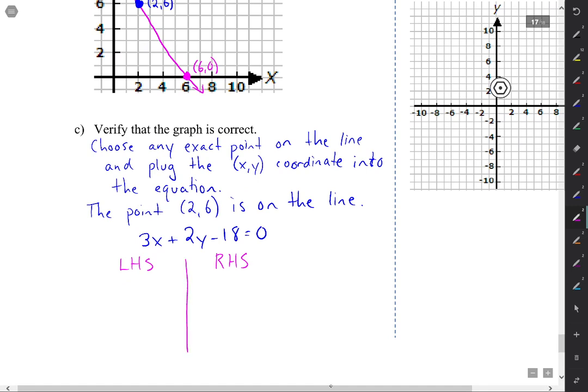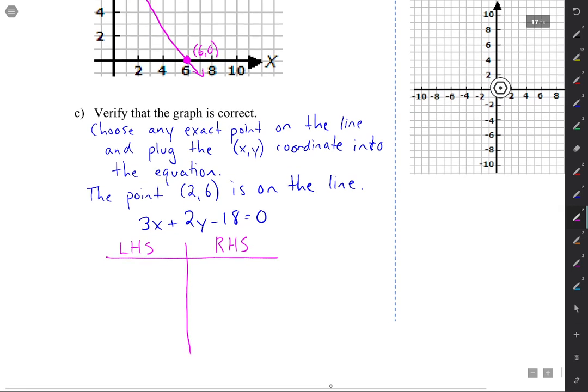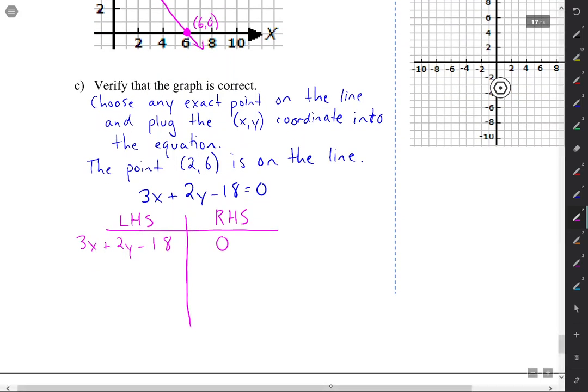So I'm just going to go like this and like this. Now on the left-hand side, we are going to put the left-hand side of the equal sign in there. So I'm going to put 3x plus 2y minus 18. And now on the right-hand side, we're going to put just the 0 because that's on the right side of the equal sign. And now we are going to plug in that coordinate and see if we can get the left-hand side to equal the right-hand side. So our coordinate is 2, 6, so x is 2 and 6 is y. So in the x spot, I'm going to put 2, and in the y spot, I'm going to put 6.